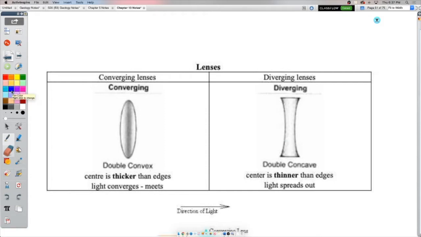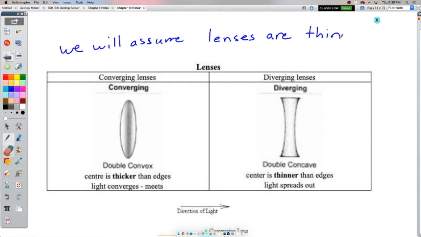Just a note off the top, we're going to assume these lenses are thin. It just makes analysis more practical. Realistically, a lot of lenses are thin enough that what we are going to do approximates pretty well.